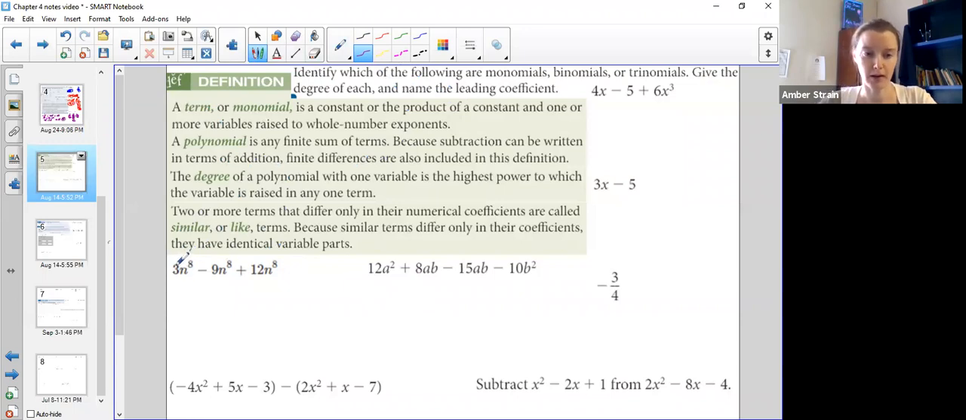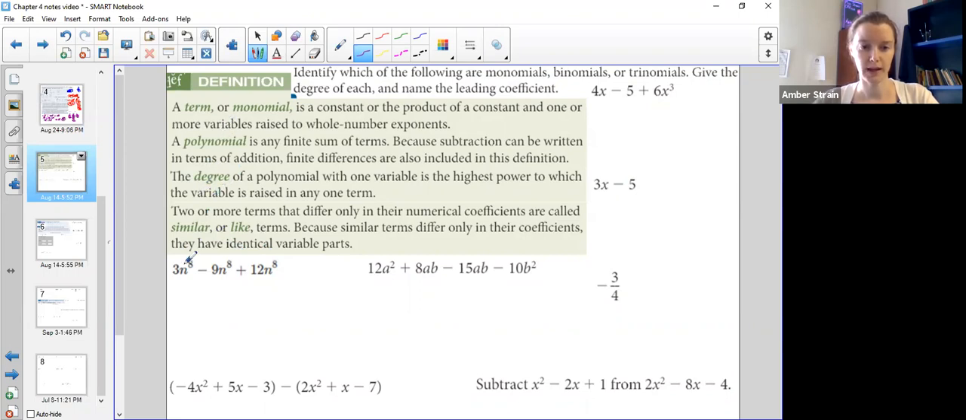The number part of the term has the special name coefficient. And then, of course, we have the variable, which is the letter, and it will be raised to some certain power, which we will call its degree. Now, the degree of the entire polynomial will be determined by the highest power. Each of these terms is separated by a plus or minus sign, so we'll look through the multiple terms to see which has the highest power.